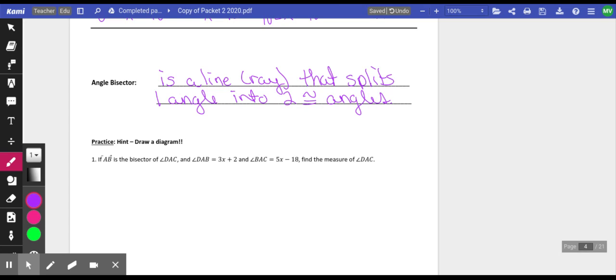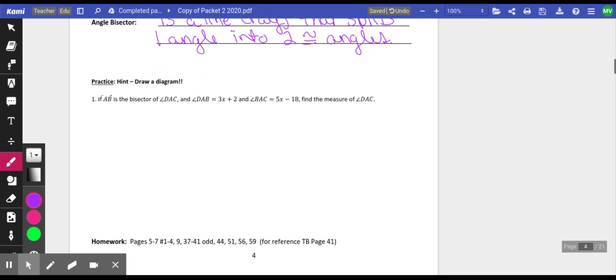So now we're going to try a practice problem. Notice it says hint, draw a diagram. Always, always, always draw a diagram. So we have AB is the bisector of angle DAC. So I'm going to draw an angle DAC, and it doesn't have to be to scale or fancy. And AB is the bisector, so AB is a ray going through it that cuts it in half.